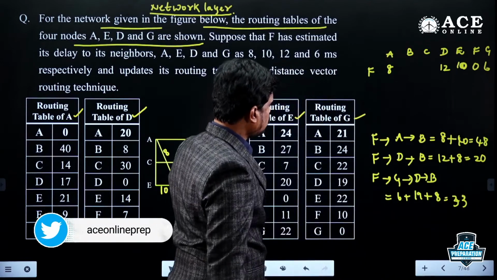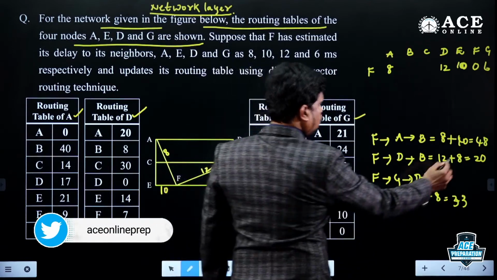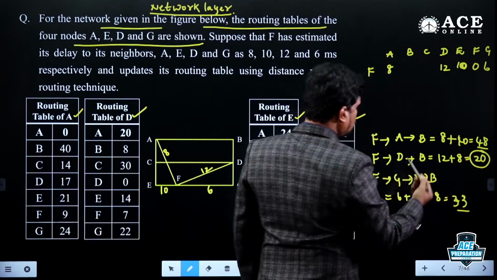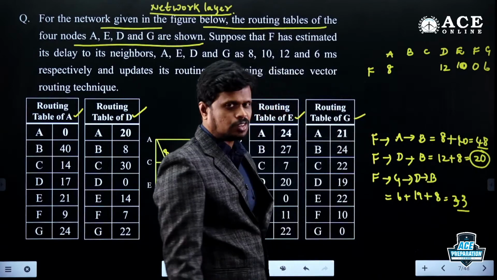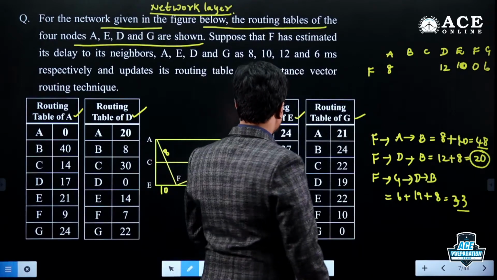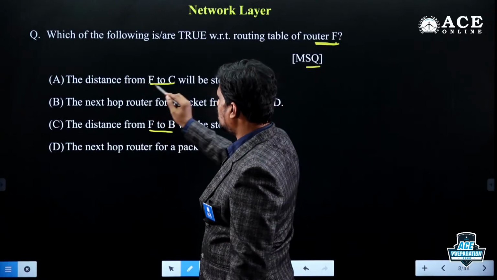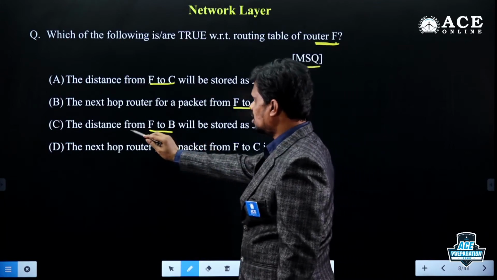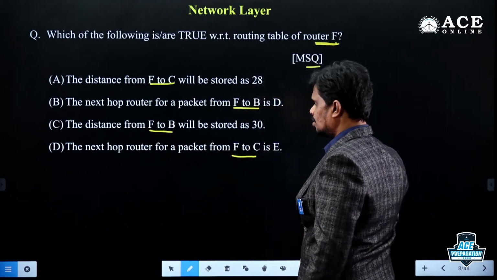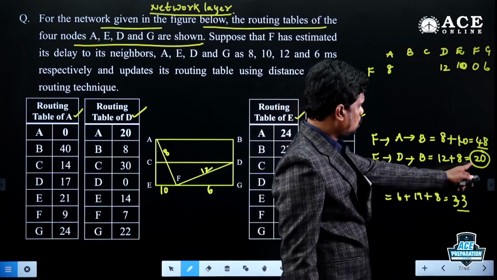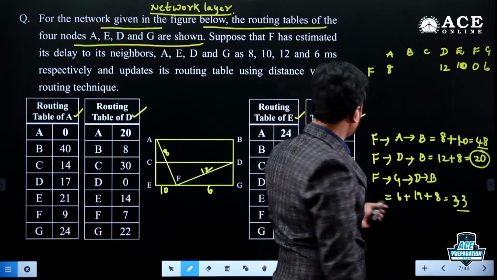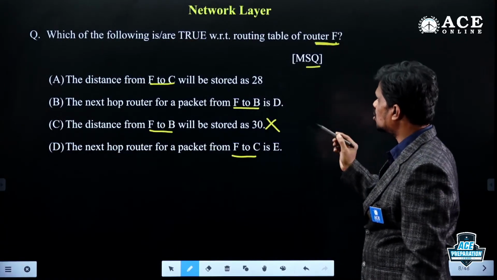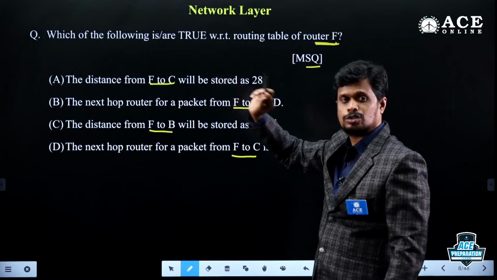Right? So now look at which is the shortest cost we have. 48, 33 and 20. Which is the shortest cost? 20 will be saved. From F to B, 20 is the shortest cost. But what is option A specifying? The distance from F to C will be stored as 28. The distance from F to B will be stored as 30. Is it stored as 30 here? No, it has to be stored as 20 only. But it is mentioned as 30 here, right? So hence option C is not an answer for this. I mean, it is false. We need to find out the true statements.